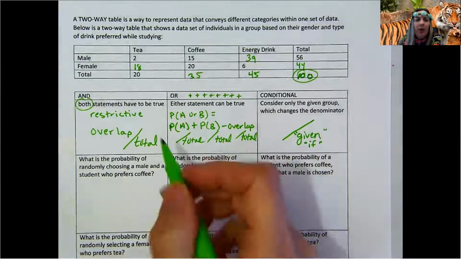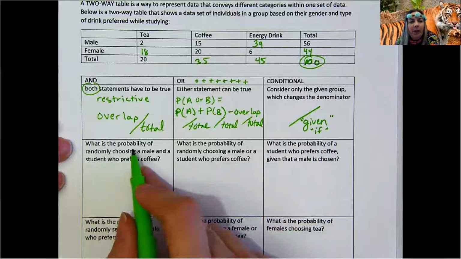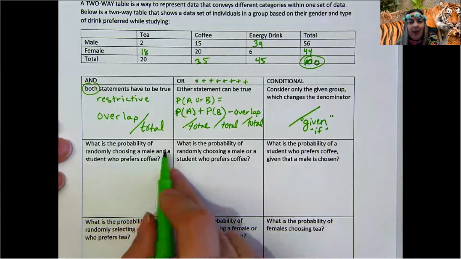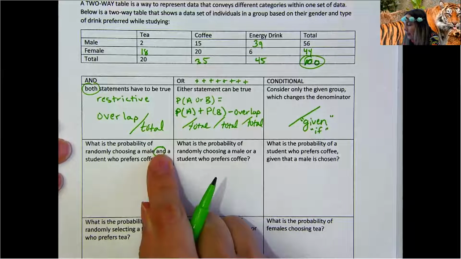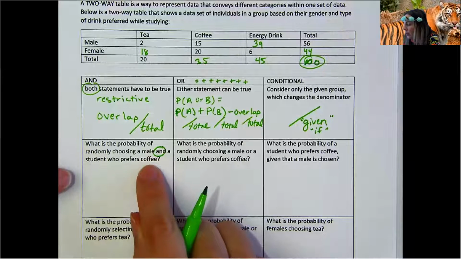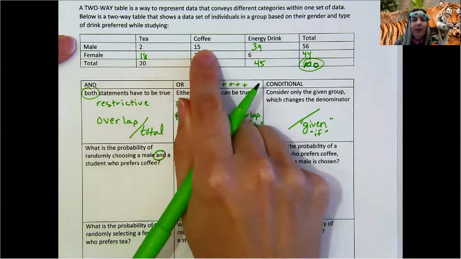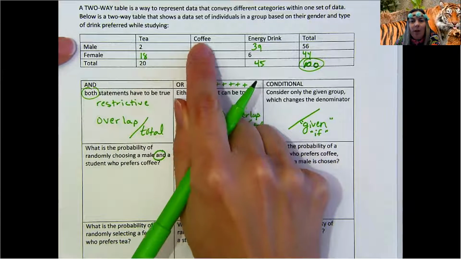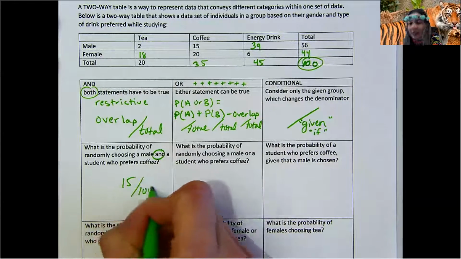Let's take a look at the second row. What is the probability of randomly choosing a male and a student who prefers coffee? So we're looking for the overlap. So male and wants coffee. There's 15, right? There's 15 men that want coffee out of 100. 15 out of 100, and that's it.